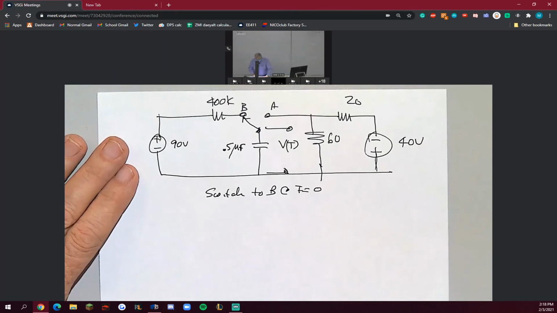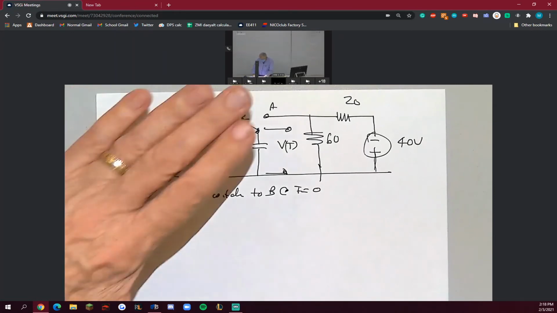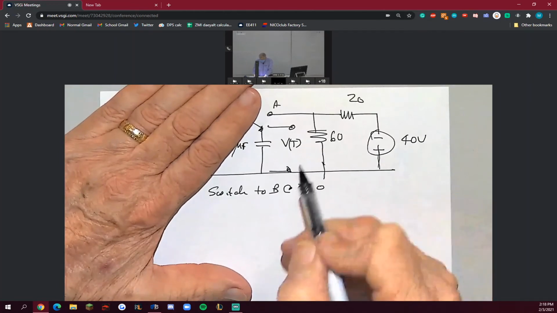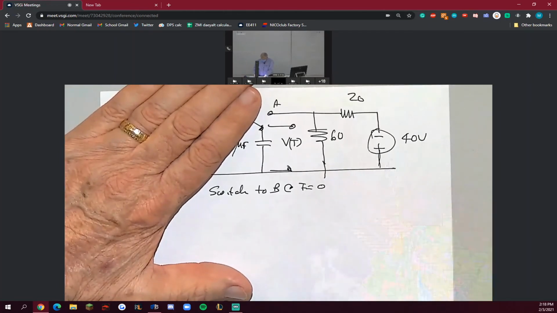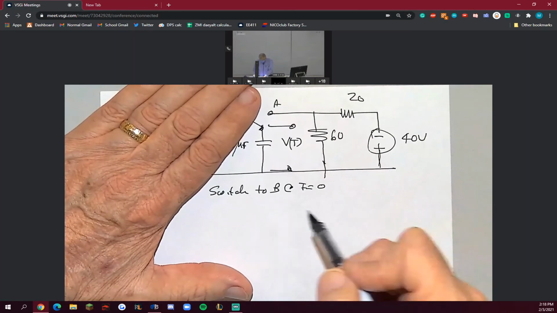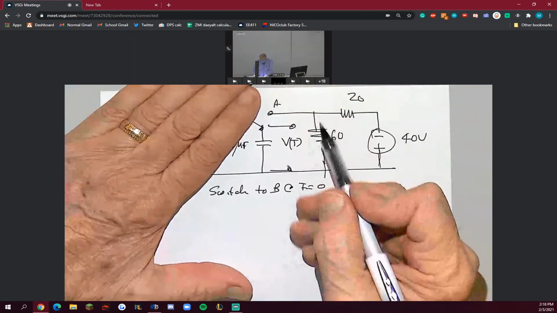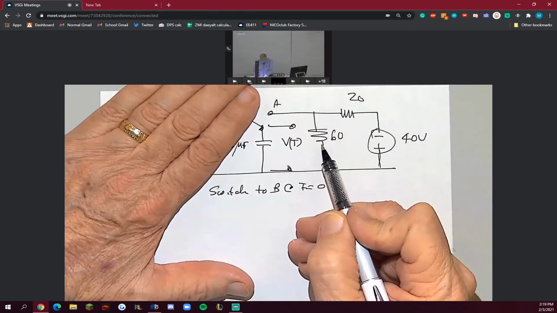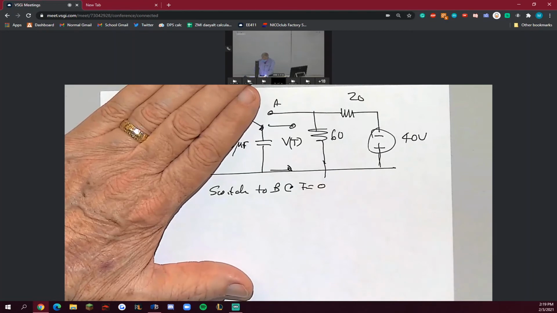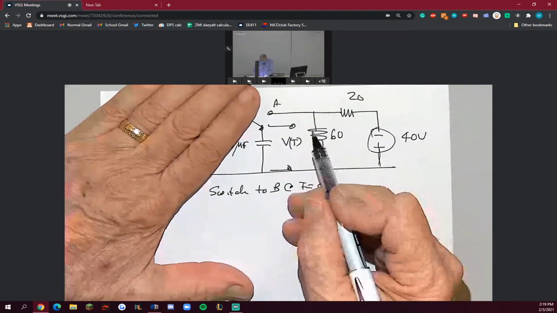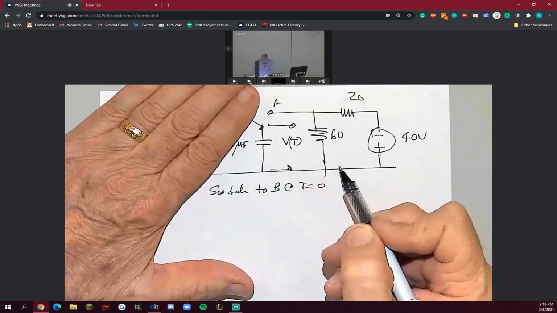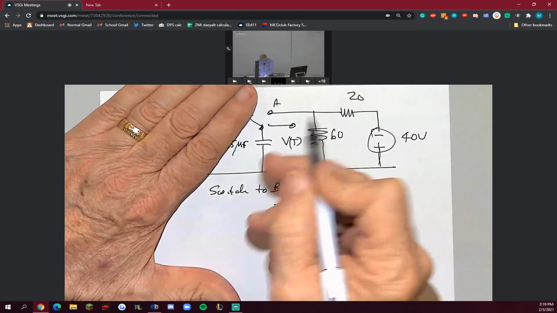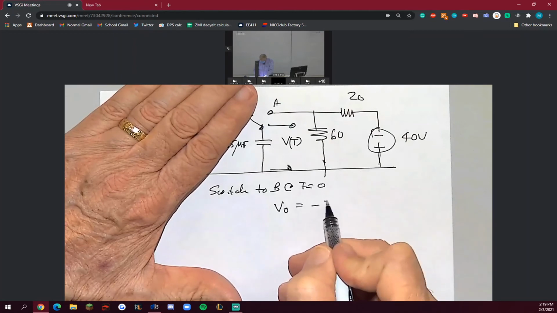Okay, so before the switch is flipped, what have we got? We've got this 40 volt source, total of 60 and 20 ohms. And so that's a voltage divider. So we're going to have, out of this 40 volts, 30 volts across the 60 ohm resistor and 10 across the 20 ohm. But that's going to be a minus 30 volts that we'll see. So we can say that V0 at the capacitor is equal to minus 30.